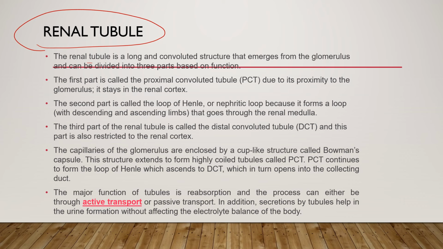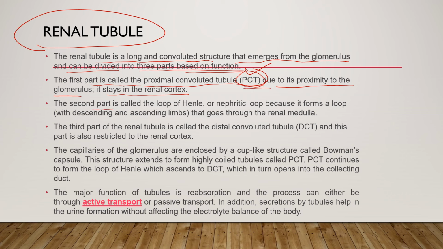So the renal tubule is a long convoluted structure that emerges from the glomerulus and can be divided into three parts based on its function. Now the first part is called the proximal convoluted tubule or PCT. Due to its proximity to the glomerulus, it is called the proximal convoluted tubule and it stays in the renal cortex part. Okay, so the kidney has two parts. One is the renal cortex and the other is the renal medulla. So in the cortex part, this proximal convoluted tubule stays.